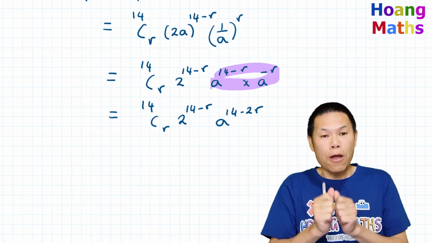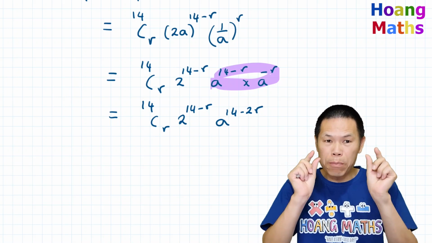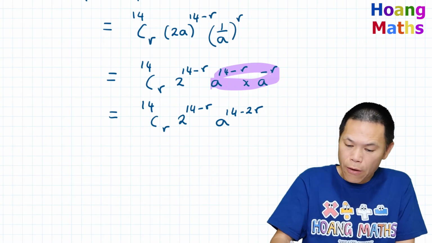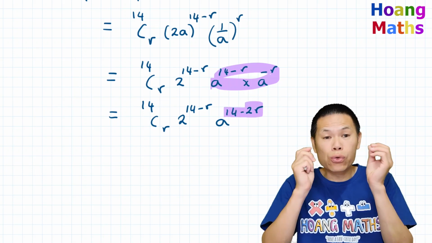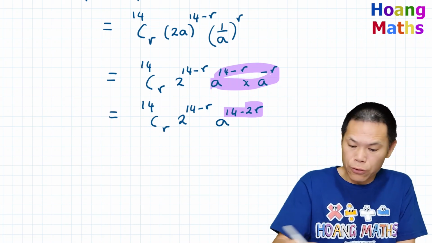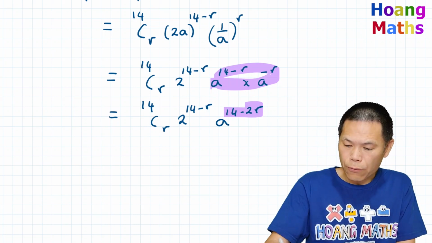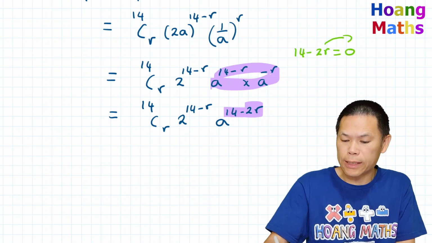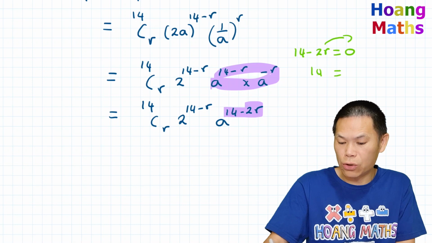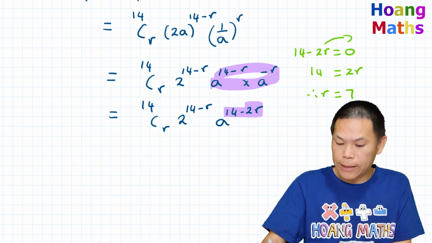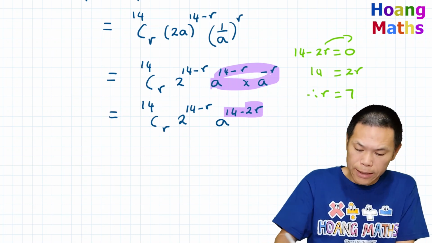So there you go. But then we want the constant term. That means x to the power of 0. Remember that, okay? In other words, 14 minus 2r is equal to 0. So let me just sort that out here for you. So we have 14 minus 2r is 0. I move this to that side. 14 is 2r. So therefore r is 7. So that means term 8. Okay, r is 7. So term 8.